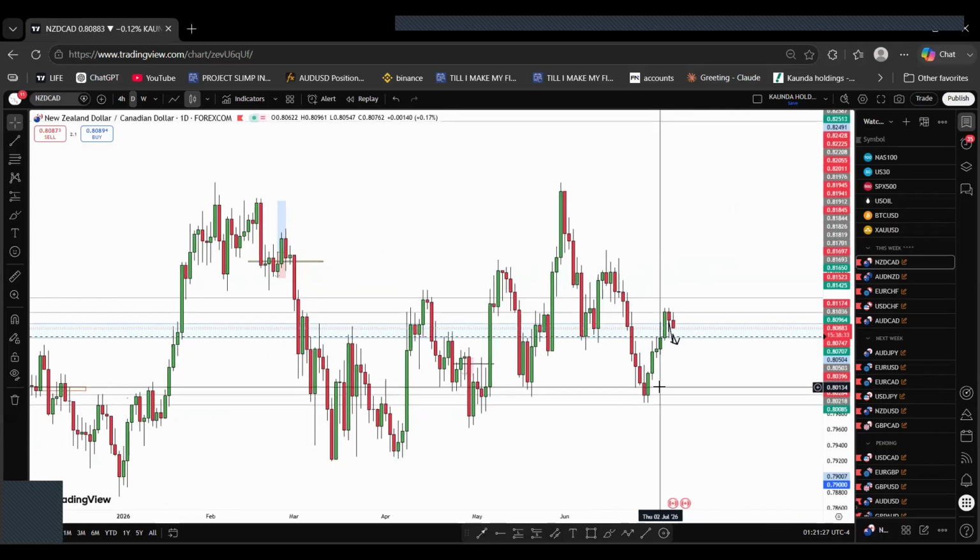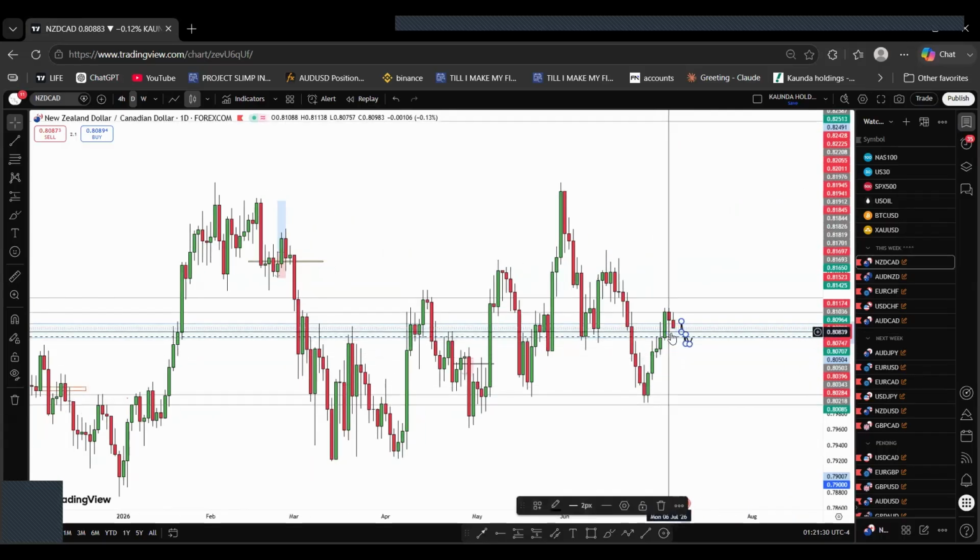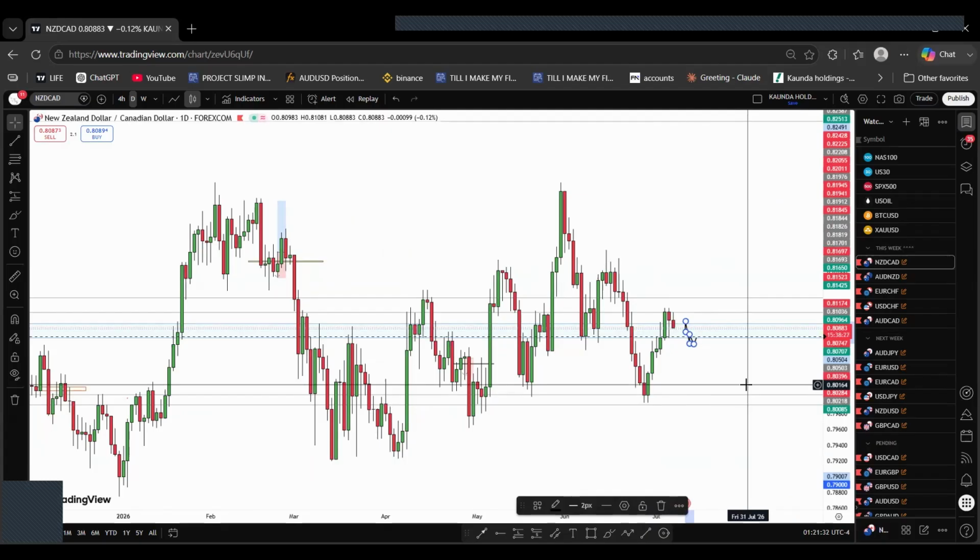Let's go through the markets and see what price wants to do. Let's go through the market and see what price has to say, right? Is it permitting us to sell? Is it permitting us to buy? Or is it permitting us to wait? Okay.